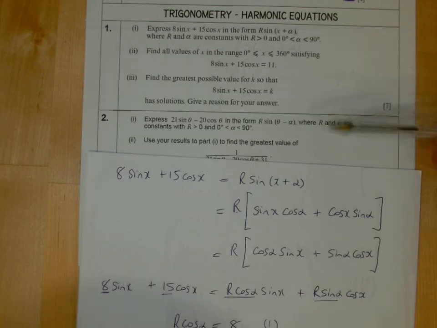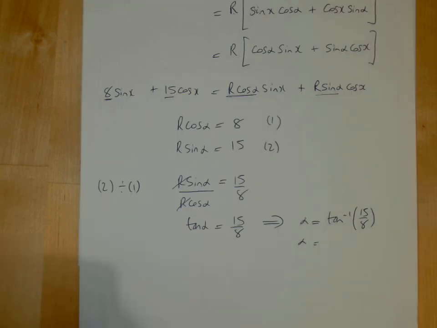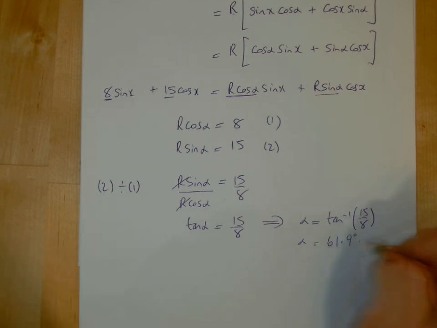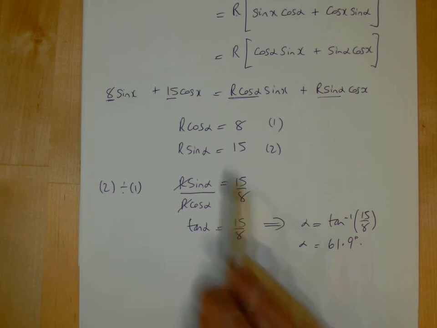Now, it's got to be in degree mode, because it says there, between 0 and 90. So, if I type that in, I get out 61.9 degrees. Okay, 1 decimal place is fine there. So I've got alpha.